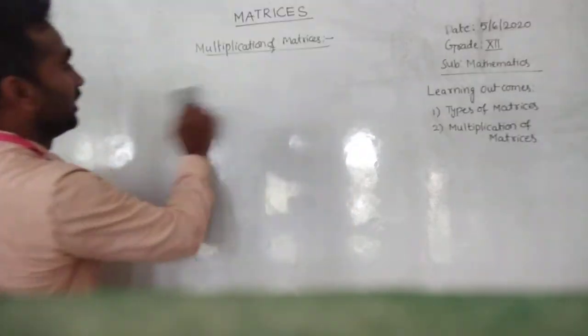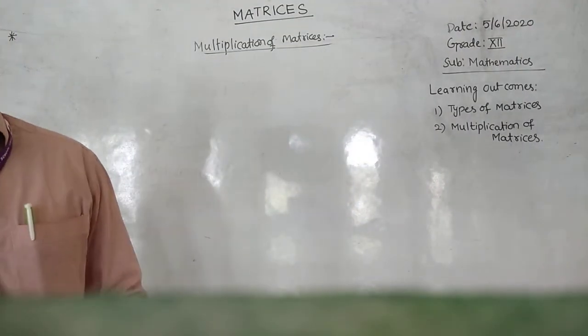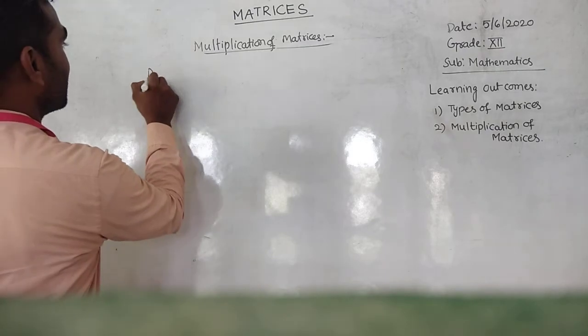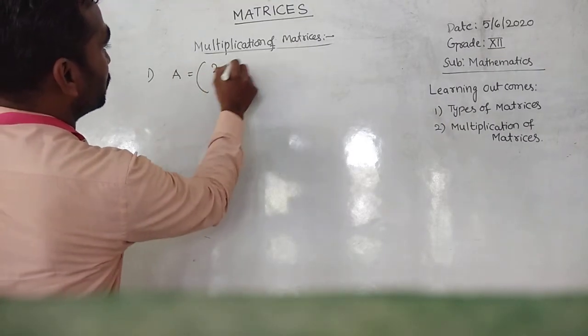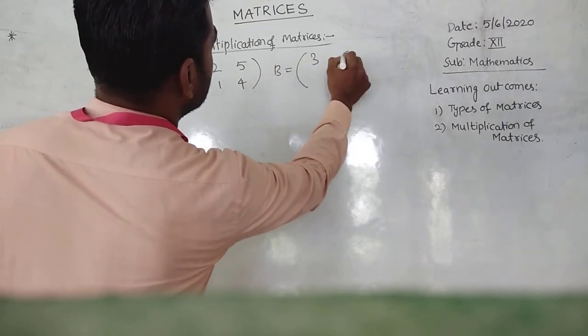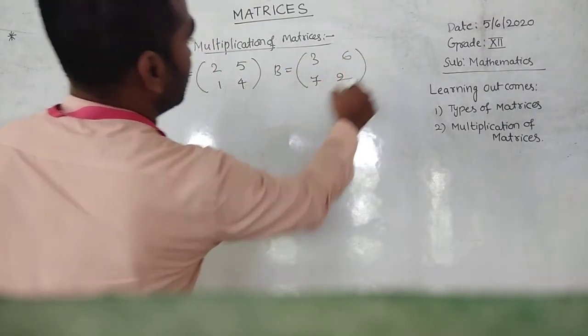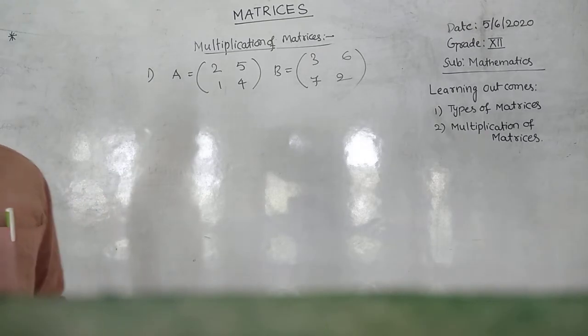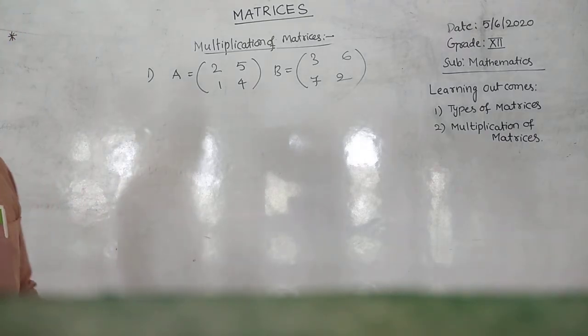So, one example of how to multiply any two matrices. For example, A is [2, 5; 1, 4] and B is [3, 6; 7, 2]. Multiply these two matrices A and B.